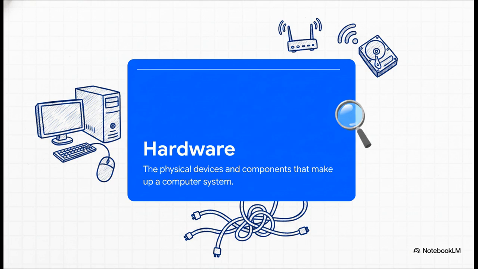So let's start with the hardware. This is the stuff you can actually touch and feel. It's the physical parts of your computer system. We're talking about the monitor you're looking at right now, the keyboard your hands are on, the mouse you're using, and of course, all those powerful little bits and pieces humming away inside the computer case.